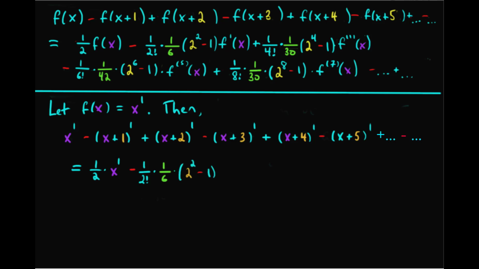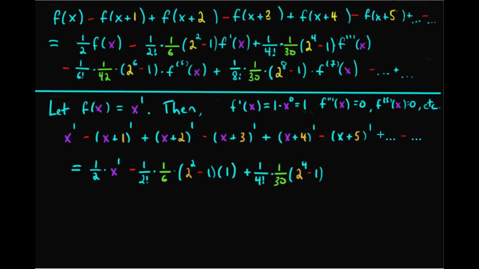Well, f prime of x is just going to equal 1 times x to the 0, which just equals 1. And in fact, all the subsequent higher order derivatives of f of x are just all going to equal 0. So next I would have plus 1 over 4 factorial times 1 over 30 times the quantity 2 to the 4th minus 1 times 0. And in fact, all the other terms will be multiplying 0, so then it will be minus a lot of stuff times 0, so minus 0, plus a lot of stuff times 0, so plus 0, and so on.